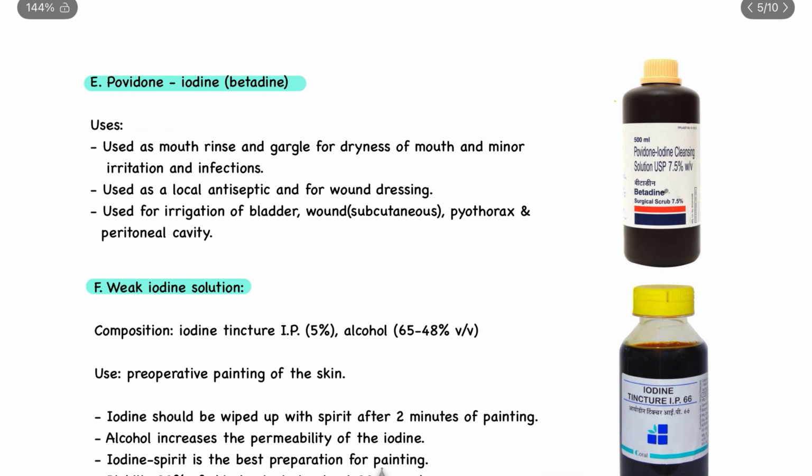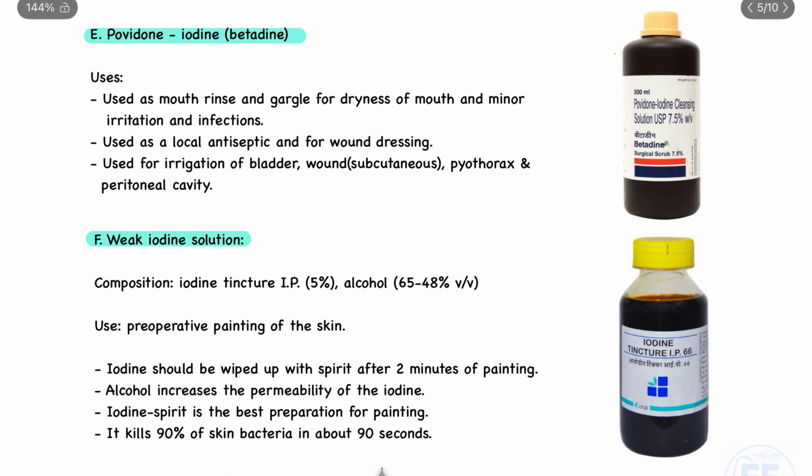Next is Povidone iodine, also called Betadine, used as a mouth rinse and gargle for dryness of mouth and minor irritation and infection. Used as a local antiseptic and for wound dressing, also for irrigation of the bladder, wounds, in pyothorax and in the peritoneal cavity.